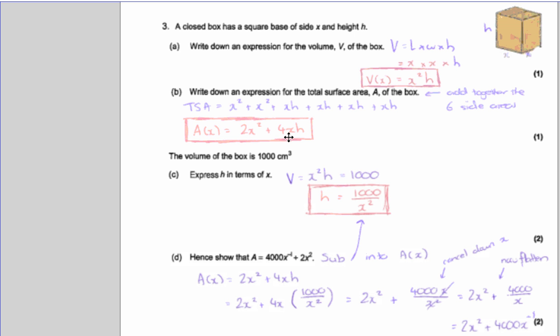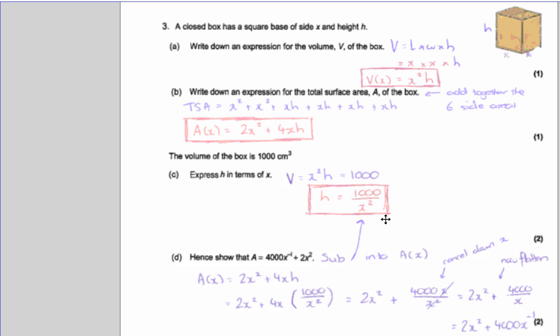Nice, that's finished. The volume of the box is 1,000 centimeters cubed. So they're saying this volume equals 1,000 centimeters cubed. Express h in terms of x. So we can say this thing equals 1,000. So let's go volume equals x squared h equals 1,000. And then we can take this and divide it off. So divide both sides by x squared, we get h equals 1,000 divided by x squared. So we've found h in terms of x, we've just rearranged the formula.